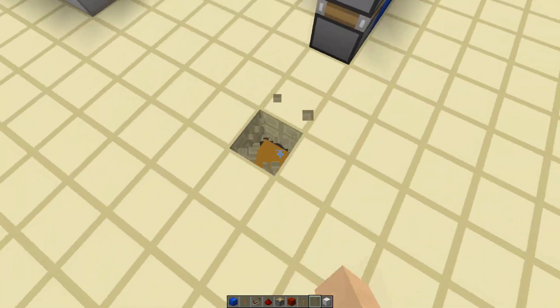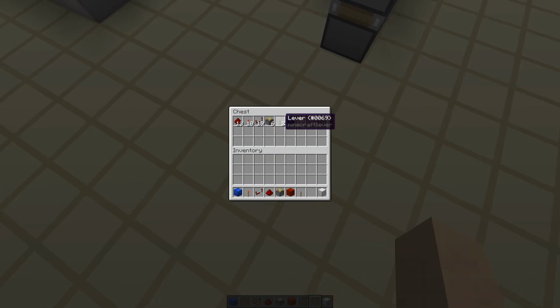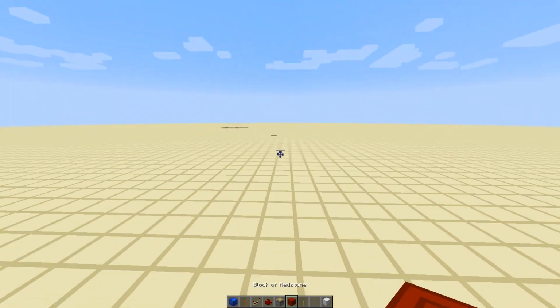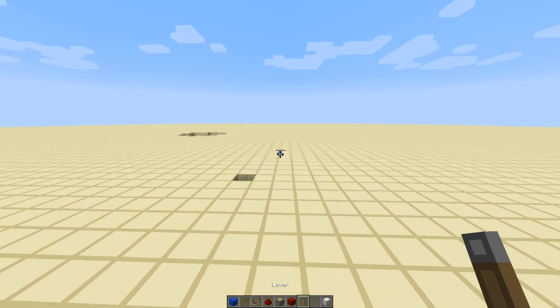So let's take a look at the resources needed. It's not that many different resources, but there are a lot of repeaters, and some sticky pistons, so it is quite expensive when you look at the repeaters right here. But anyway, let's go right over here and start the tutorial.